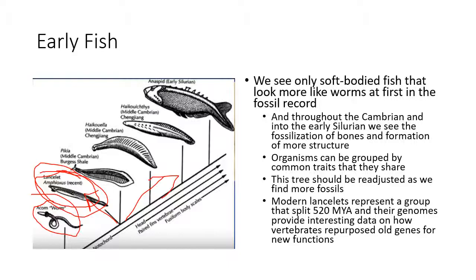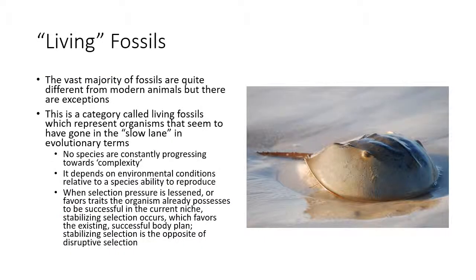So that's really interesting. But the lancelet highlights something nice, because there are such things called, quote, living fossils. It's really a misnomer. The vast majority of fossils, of course, are quite different from modern animals. That's important, but there are some notable exceptions, like a horseshoe crab. This is a category of fossils that are kind of in the slow lane in terms of evolution, but that really stems from a misconception. It's not surprising to see anything quite like this, because animals don't have to become more and more complex over time.